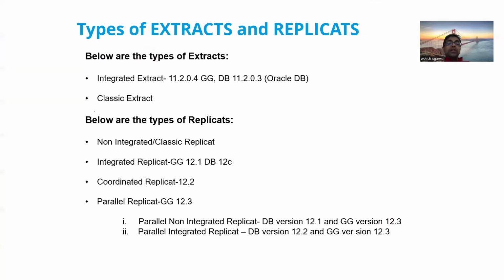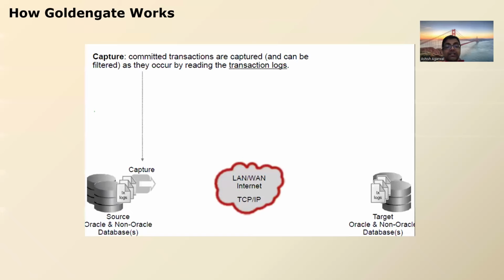Okay. So now, after discussing different types of architectures, let us now discuss Oracle Golden Gate architecture and how it works. Okay. So you have a source database and a target database. So this is the architecture of Golden Gate.